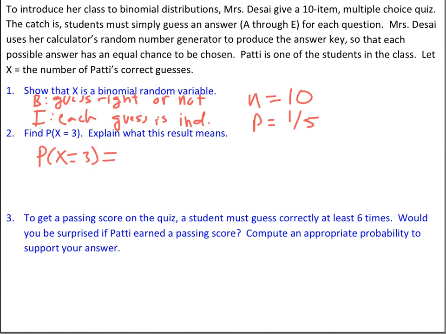So X equals 3. This is an exact number of successes, so you would go binomial PDF. N is 10, P is 1/5, K is 3. What it's going to calculate for you is this: how many different ways you could get 3 questions right. We need 3 correct answers. We need 7 wrong guesses. And then this 0.201 would come from the calculator.